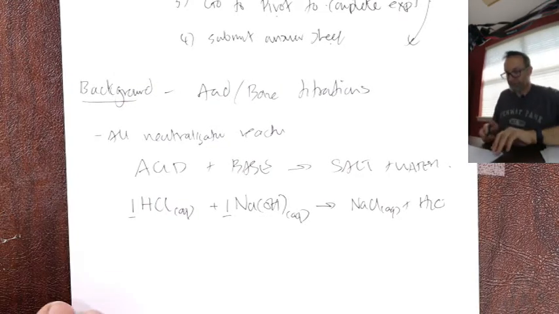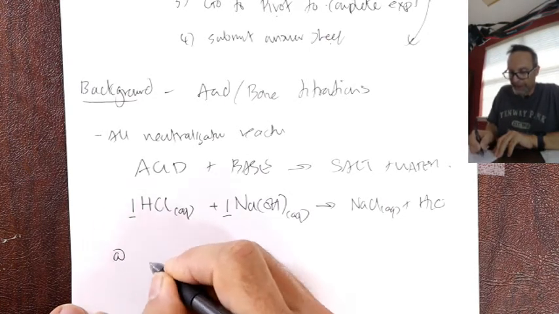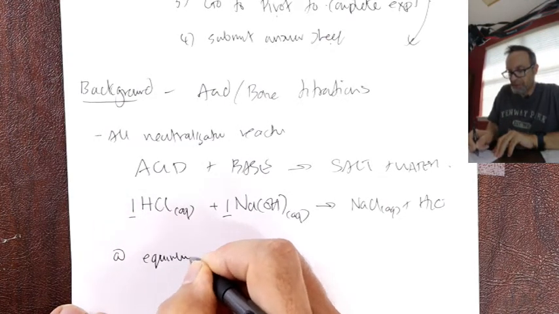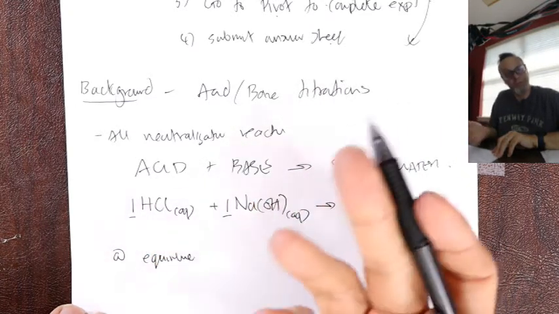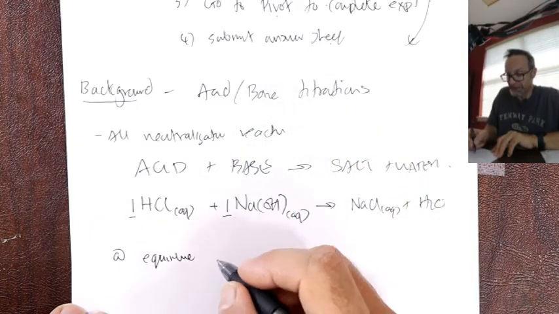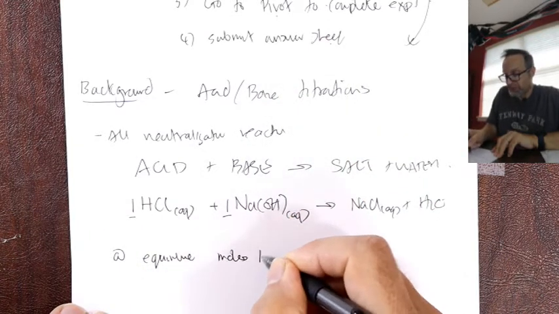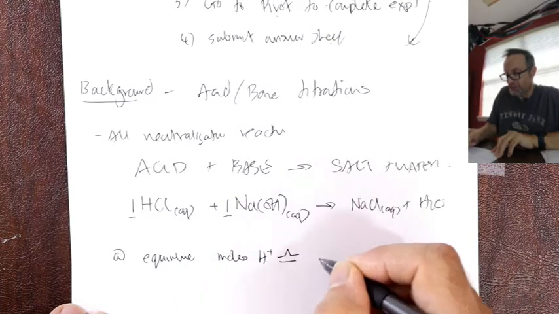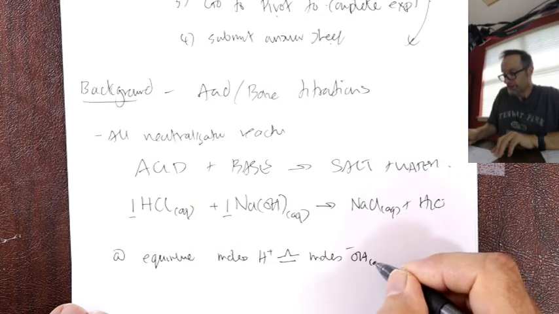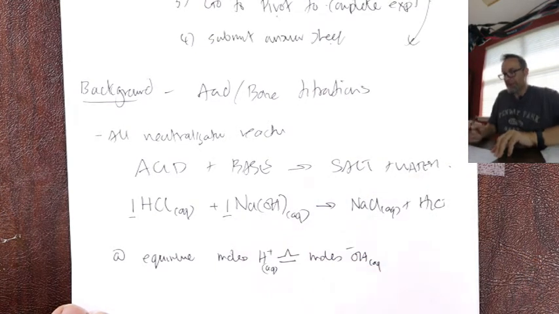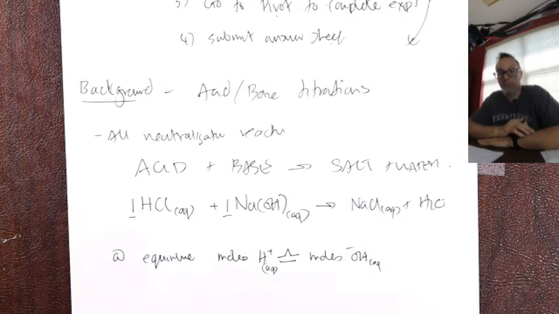All right, so at equivalence, when you add exactly the same number of acid moles as base moles, that's called the equivalence point. Moles H+ is identical to the moles of OH-. And essentially that's all a titration is. You're making the moles of the two reactants the same if it's a 1-to-1 ratio. And when that happens, you see a visual indicator and you can actually do some math. So we'll get into the math as we go.